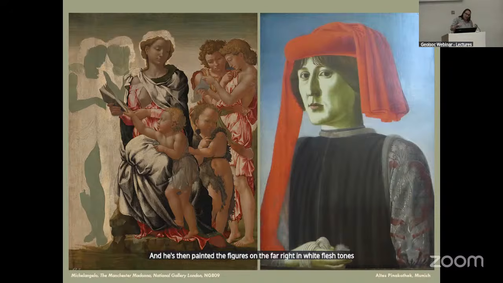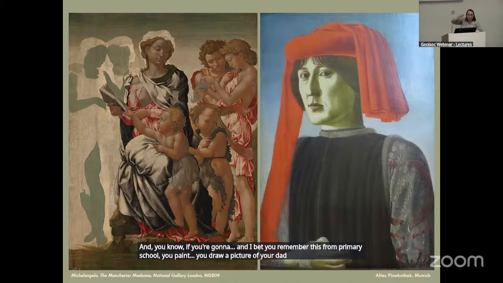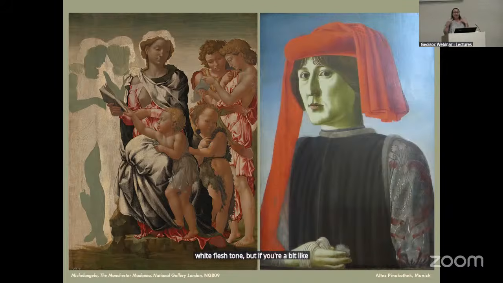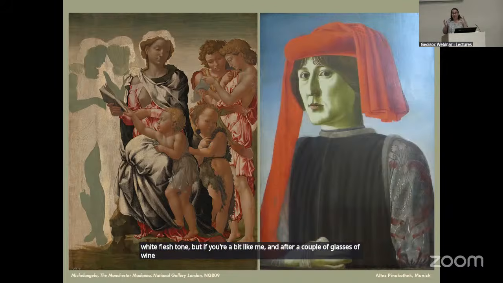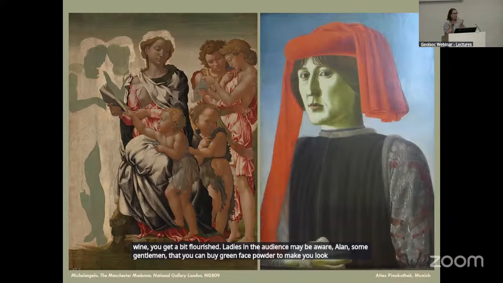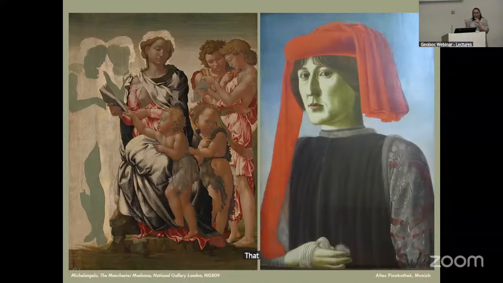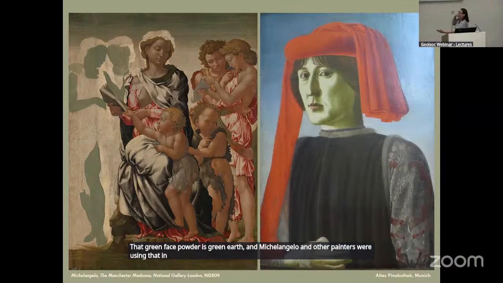And, you know, if you're going to, and I bet you remember this from primary school, you draw a picture of your dad or something, and you colour him in pink, and he looks really pink. And it's not a white flesh tone. But if you're a bit like me, and after a couple of glasses of wine, you get a bit flushed, ladies in the audience may be aware, and indeed some gentlemen, that you can buy green face powder to make you look normal again. That green face powder is green earth, and Michelangelo and other painters were using that in exactly the same way. It gives you a more human skin tone.